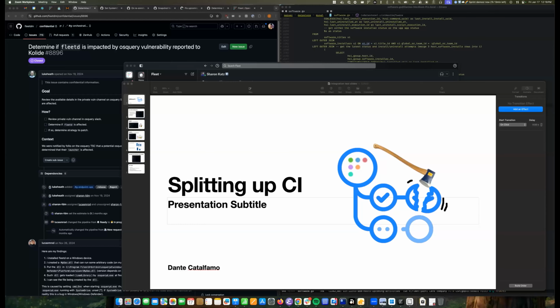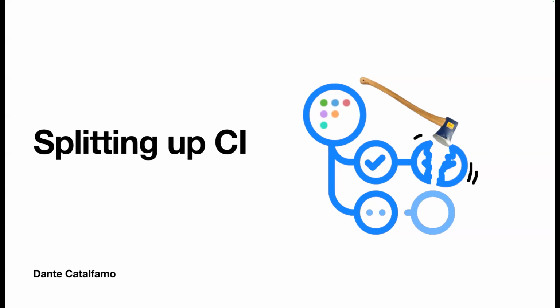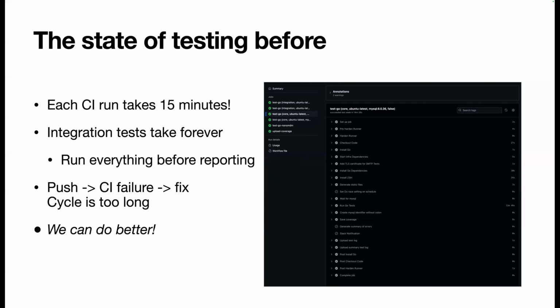So this is a quick presentation on splitting up the CI and how we are able to improve development cycle speeds. So this was the state of testing before. The CI could take about 15 minutes to run all the tests. Integration tests take forever, and on top of that, they would always run all the way through, even if there were failures, meaning that integration test failures would cause a huge holdup.